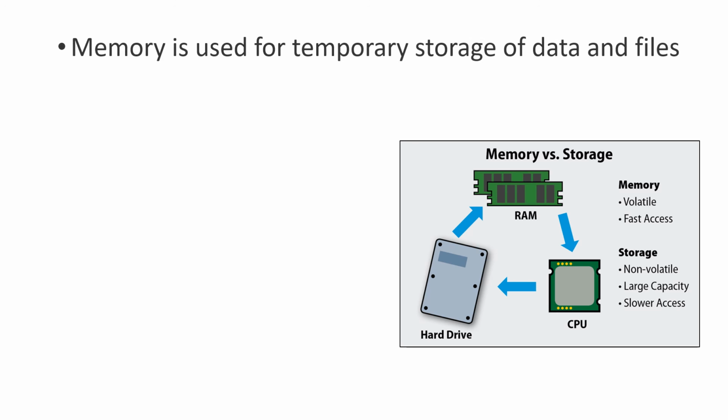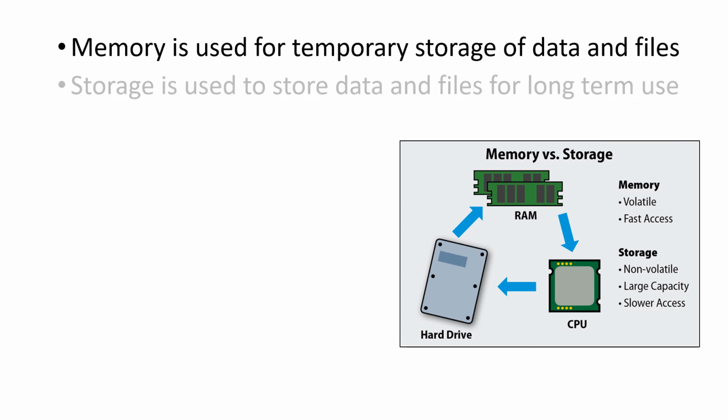Summary and questions. So to summarize, memory is used for temporary storage of data and files. Of course, the main memory in computers is RAM, or random access memory. This is a type of volatile memory which provides very fast access to data.